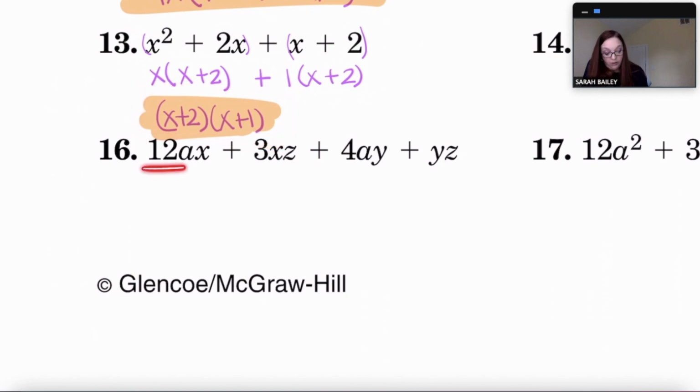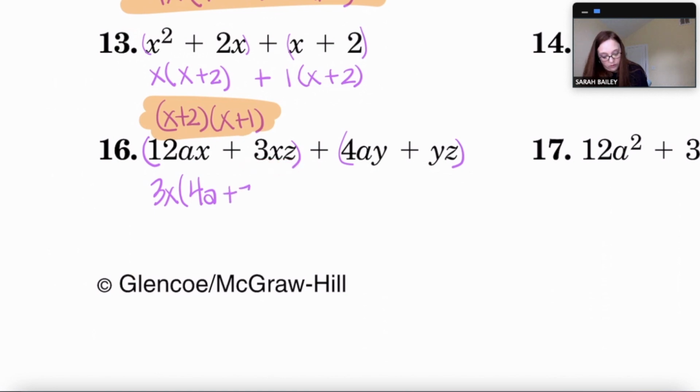Okay, let's try another one. This one's tricky. So I need to factor it by grouping. So let's just try and group these 2 together and these 2 together and see what we can come up with. So here I can take an x out of both terms and a 3. So I'm going to factor out 3x. If I take 3x out of here, that leaves me with 4a. If I take 3x out of here, it just leaves me with 1z or z.